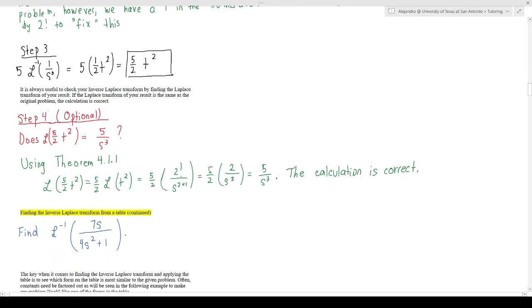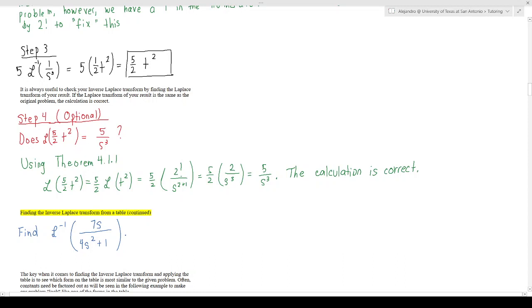The question is, does the Laplace transform of 5 over 2 t squared equal 5 over s cubed? This has to be true if we've taken the correct inverse Laplace transform, because that's exactly what we're doing. If we take the inverse Laplace transform of 5 over s cubed, that has to give us 5 over 2 t squared. Otherwise, it's not the right solution.